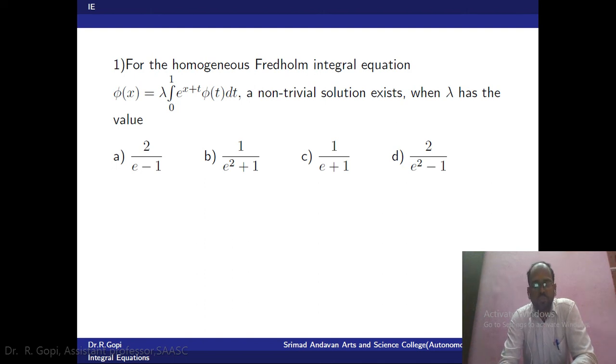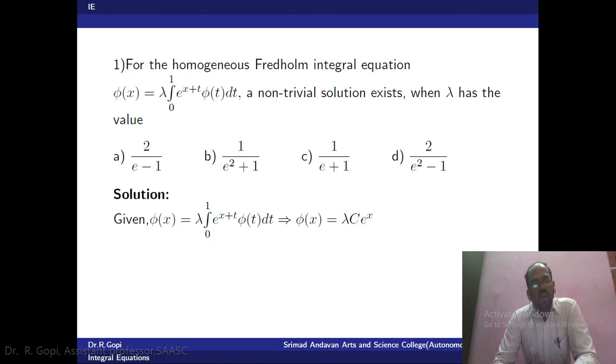e squared minus 1. So here, the given equation is phi of x equal to lambda into integral 0 to 1 e power x plus t into phi of t dt. So we have to separate the variables using the variable separable method. So e power x into e power t phi of t dt. e power x is a constant, we have to take it outside the integration. So phi of x equal to lambda into e power x integral 0 to 1 e power t into phi of t dt. So that is nothing but we have to replace the value of c. So c is nothing but integral 0 to 1 e power t into phi of t dt.